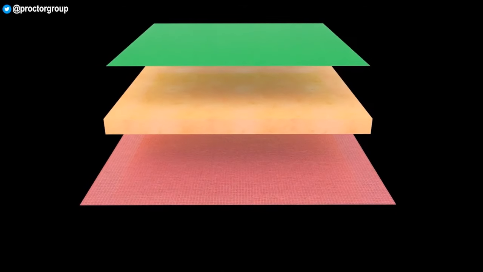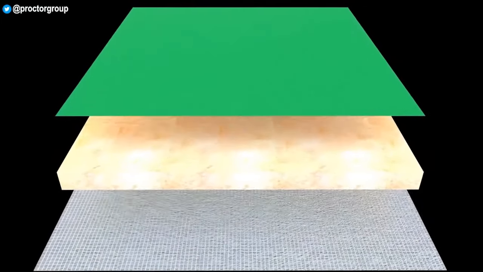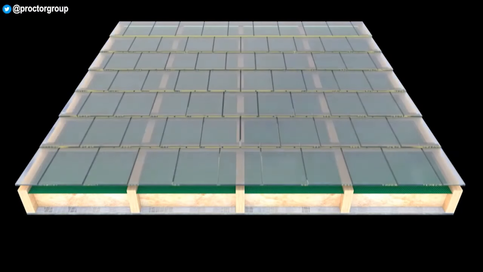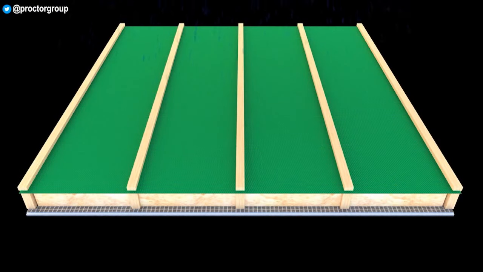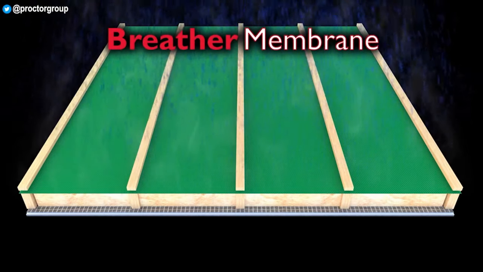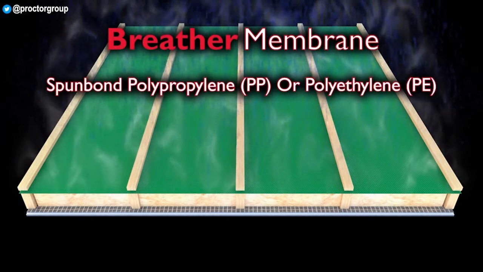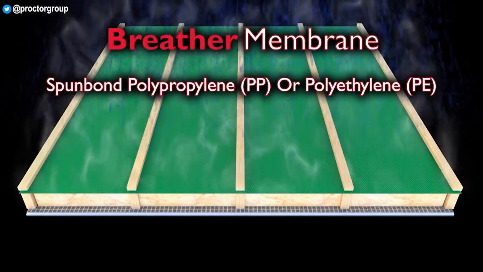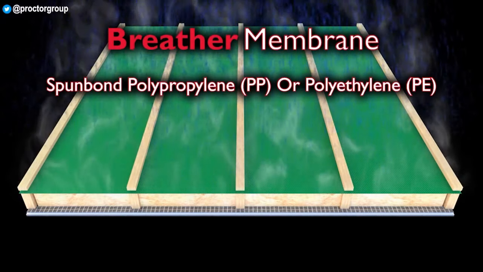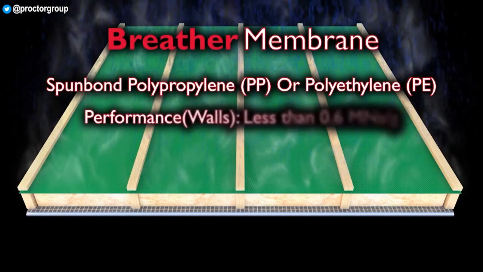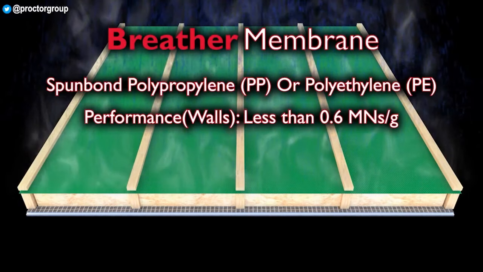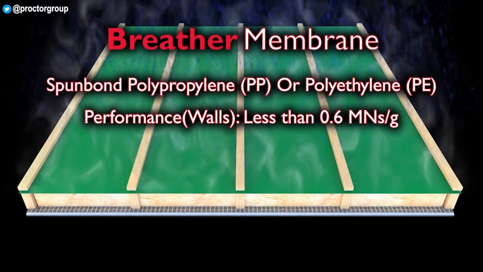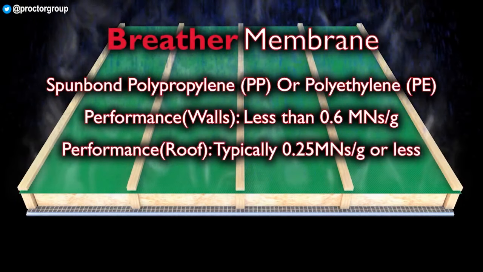Membrane performance. In addition to ensuring membranes are in the correct position, the correct technical performance is also important. Breather membranes. Breather membranes are typically engineered plastics such as polypropylene or polyethylene. BS 5250 defines the breather membrane as having a vapour resistance of below 0.6 meganewton per gram. However, for roof applications, this must be 0.25 meganewton per gram or lower.